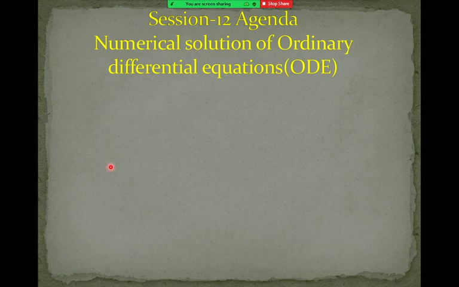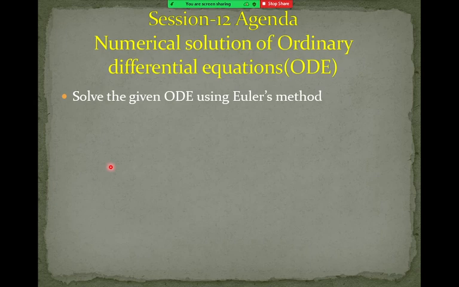Actually, we require integration formulas for Picard's method, but whatever methods we learn today, nowhere do we require any integration formula. No calculus, no trigonometric identities, nothing; just the use of a calculator is required. So the purpose is the same: to solve the ordinary differential equation, and the methods are Euler's method.